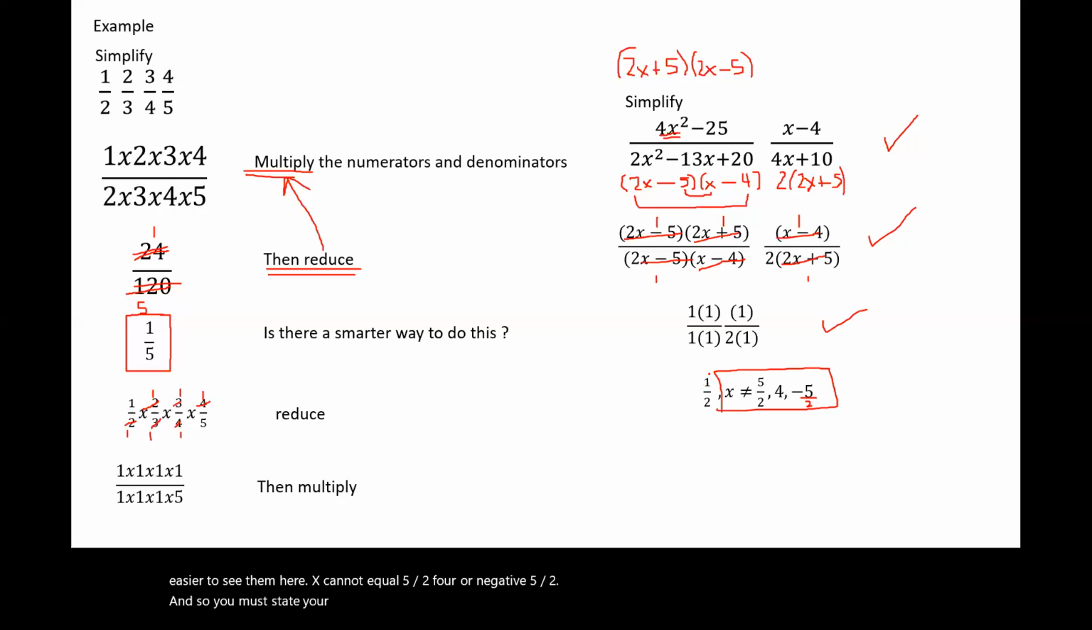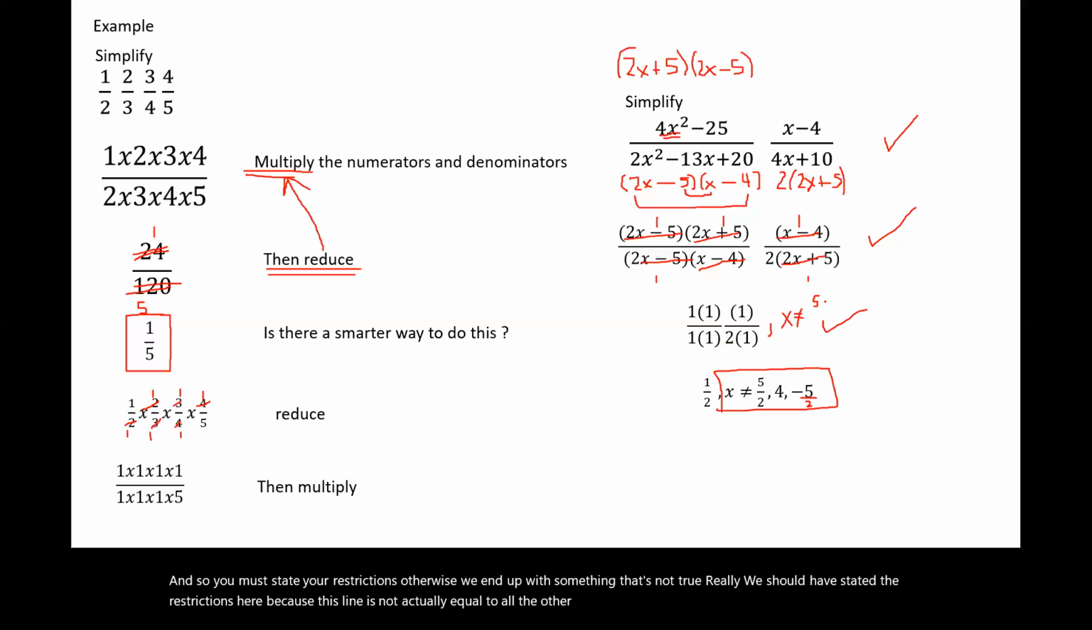Otherwise, we end up with something that's not true. Really, we should have stated the restrictions here, because this line is not actually equal to all the other ones. So what can X not equal? Can't equal 5/2, can't equal 4, and it can't equal -5/2.